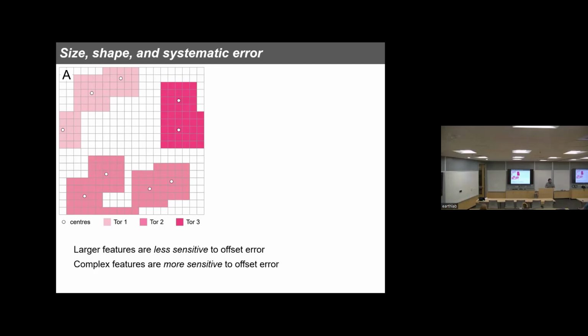But complex features, and by complex, I mean that have complex boundaries, are more sensitive to this offset error. So that star was a very complex feature compared to my square, which is a very simple one. And that star could produce a lot of error because everything was disconnected.